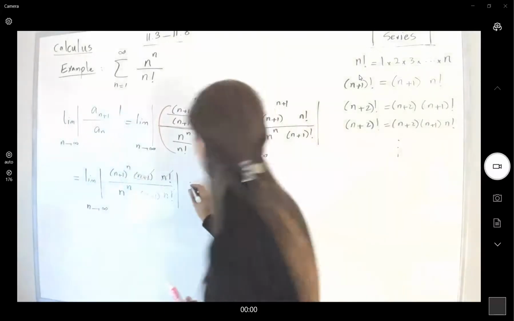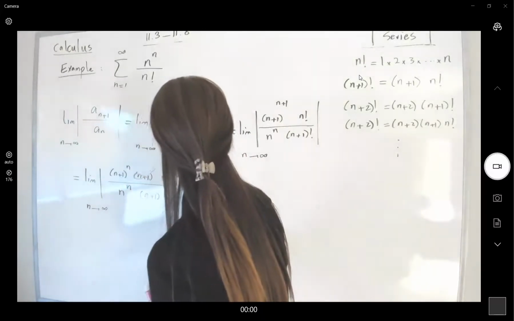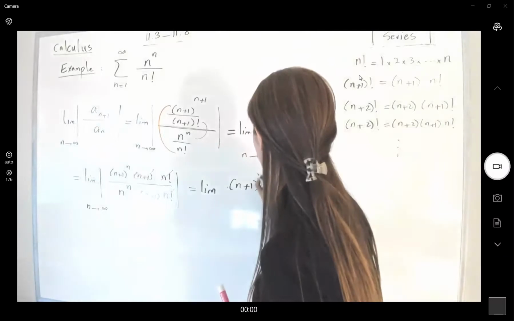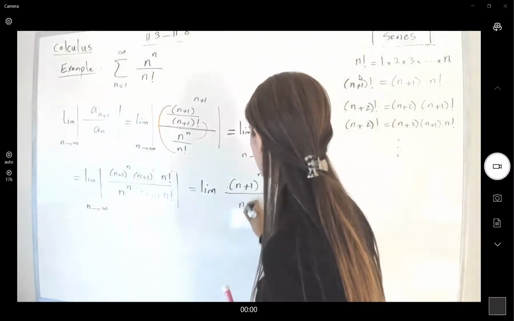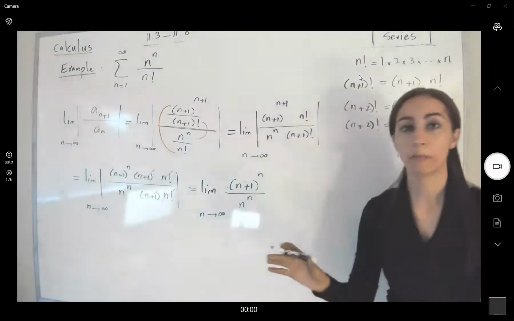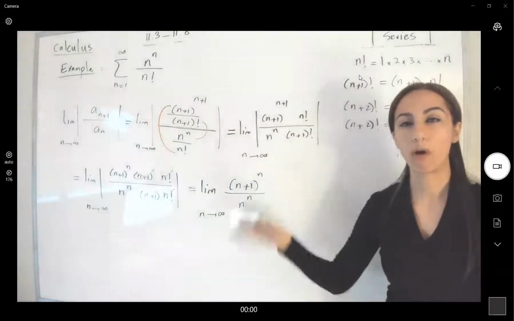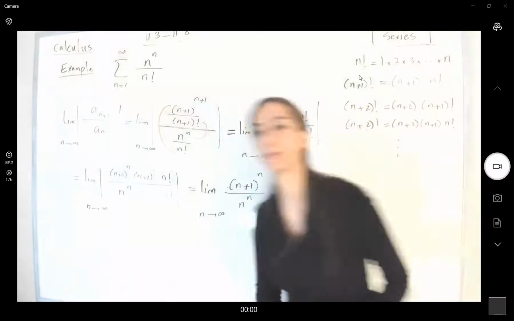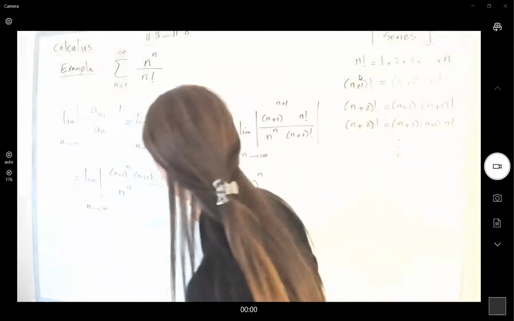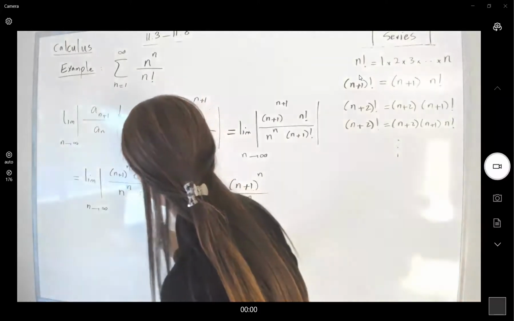The limit of n plus 1 to the power n divided by n to the n as n goes to infinity. Remember that n values are all positive, so we can get rid of the absolute value. You don't need the absolute value anymore. All terms are positive.